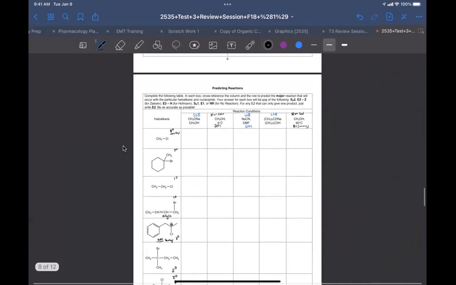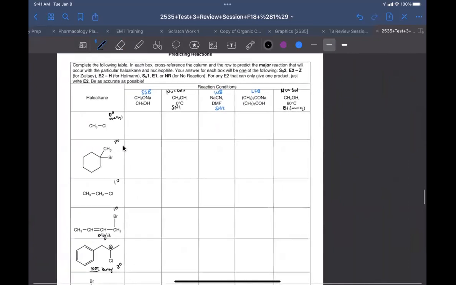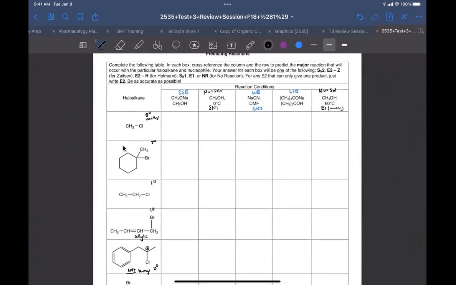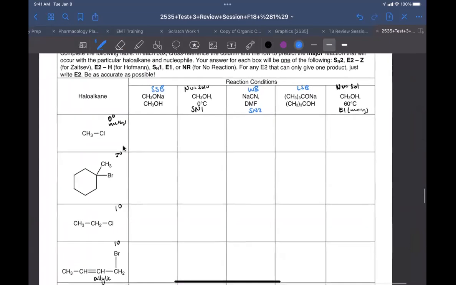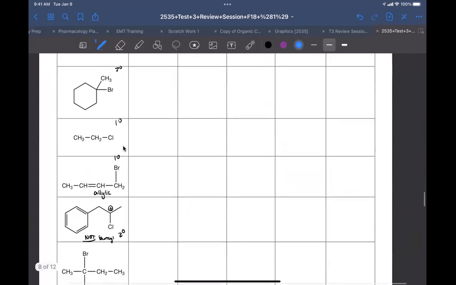Now that we've identified it, let's go ahead and knock out the easy ones. So the easy ones are going to be our SN1, SN2, and E1 reactions. So for weak bases, they can only do SN2, and weak bases cannot react with tertiary. So it's really easy to just work our way down. All right, methyl group, SN2. Tertiary, no reaction.